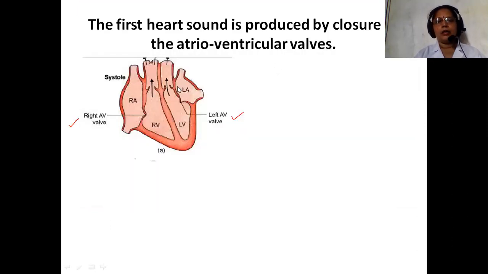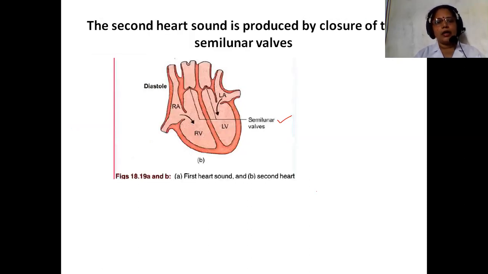So with the help of the diagram, I will explain that the first heart sounds are produced by closure of the valves. Here you can see the right and left atrioventricular valves. When the right and left atrioventricular valves close, at that time you hear the first heart sound. And when do you hear the second heart sound? The second heart sound is produced by closure of the semilunar valves. When the aortic and pulmonary semilunar valves close, at that time you hear the second heart sound.